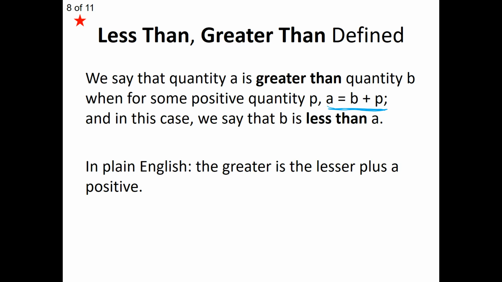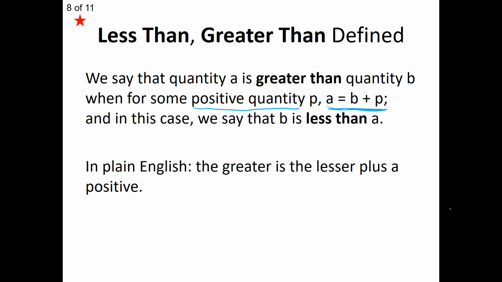Now notice that there is a limit on what we can say with this, and it has to be such that P is a positive quantity. It has to be positive in order for us to declare A greater than B. We'll see a quick consequence of less than and greater than on the next screen. Before we move on, though, in plain English, I can simply say that the greater is the lesser plus a positive. In order for us to make up that gap between the greater and the lesser, we need to add something to the lesser to then equal the greater.